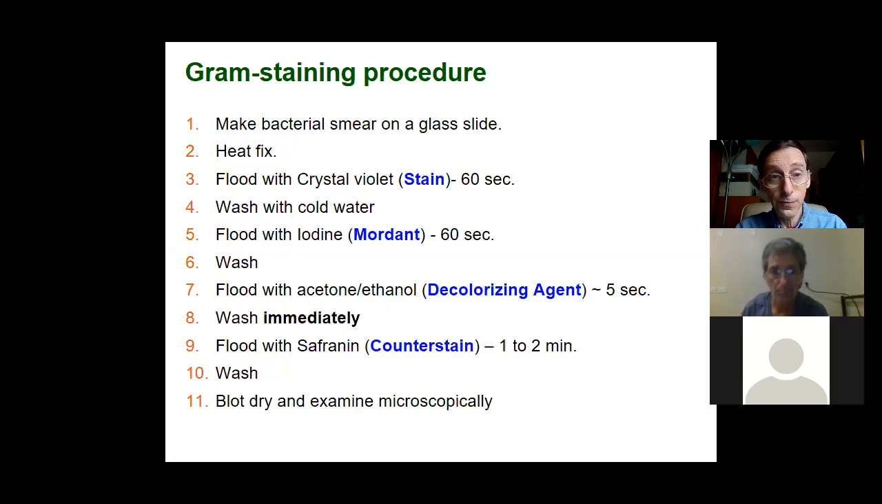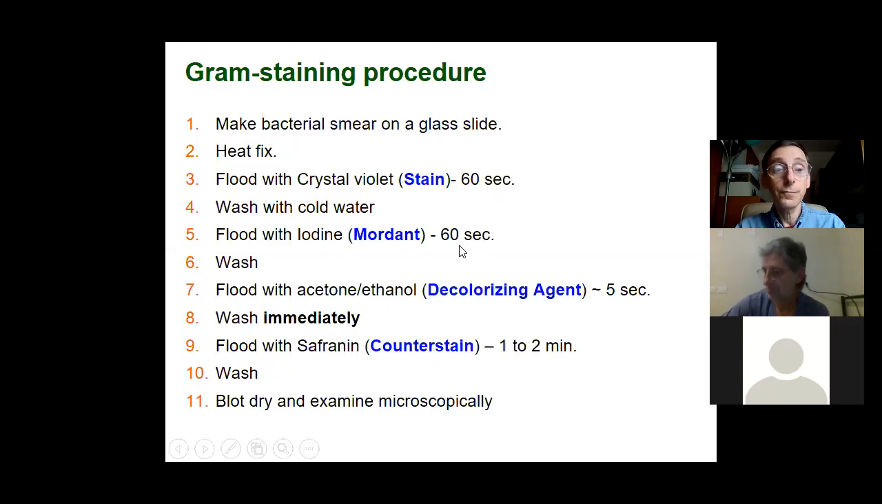So if I ask you for the procedure of the Gram stain, you don't need to say, I flooded the slide with crystal violet for 60 seconds, then I washed with cold water. That wouldn't be wrong, but you could just go through the different steps of the Gram stain, and then at the end say, and after every step, I wash with cold water. Is that clear?